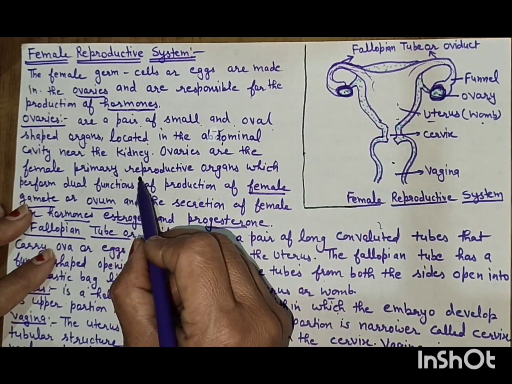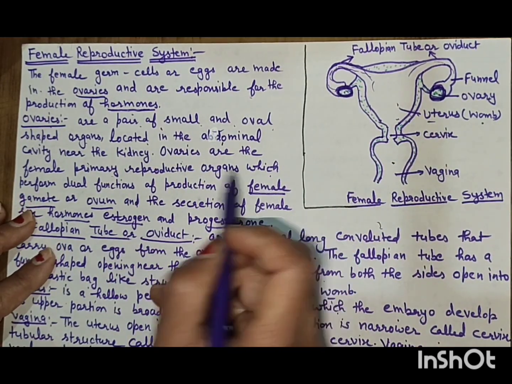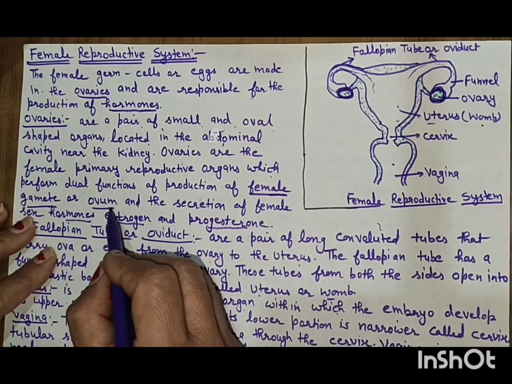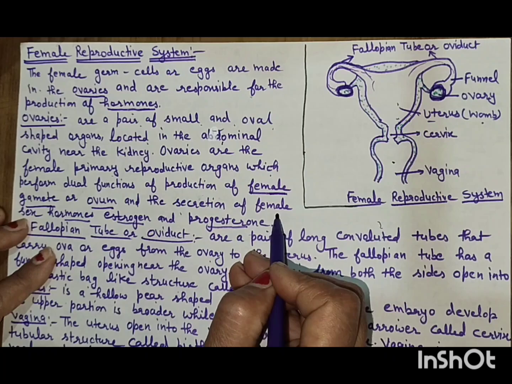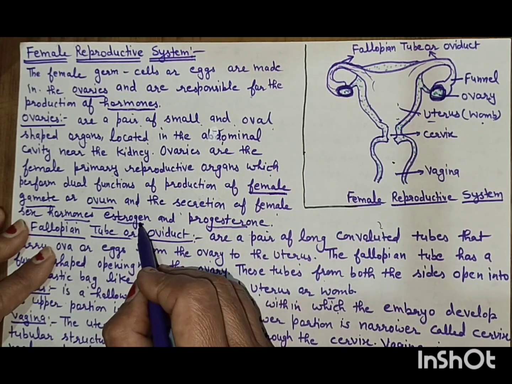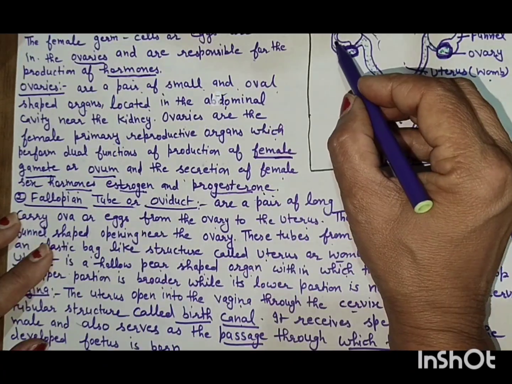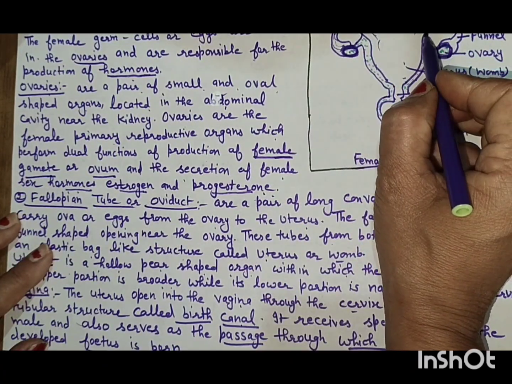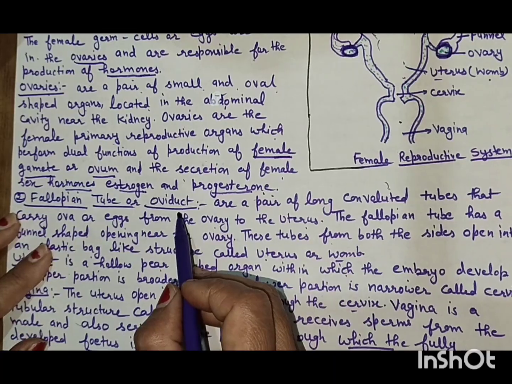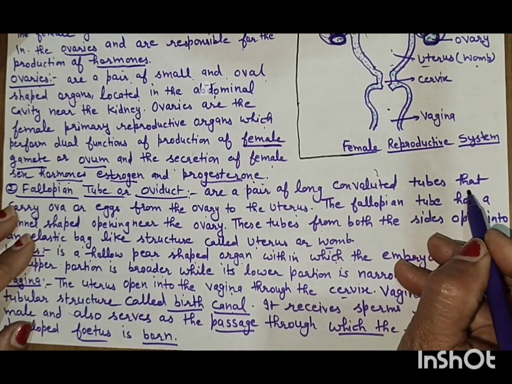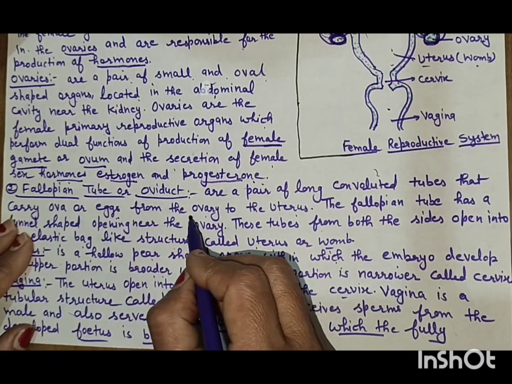Ovaries are the female primary reproductive organs which perform the dual function of production of the female gamete, or ovum, and secretion of the female sex hormones estrogen and progesterone. These tubes are the fallopian tubes. Fallopian tubes, or oviducts, are a pair of convoluted tubes that carry the ova from the ovary to the uterus.